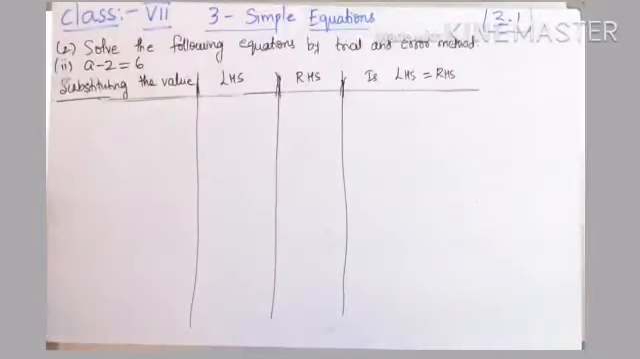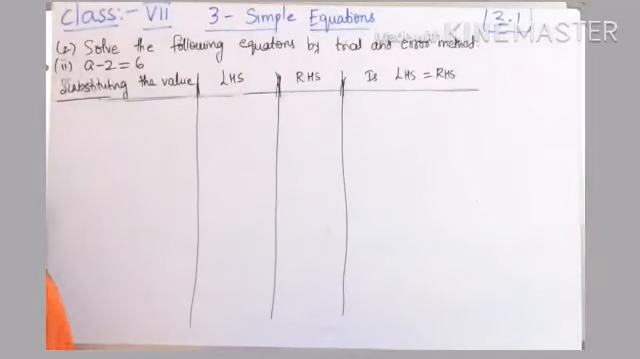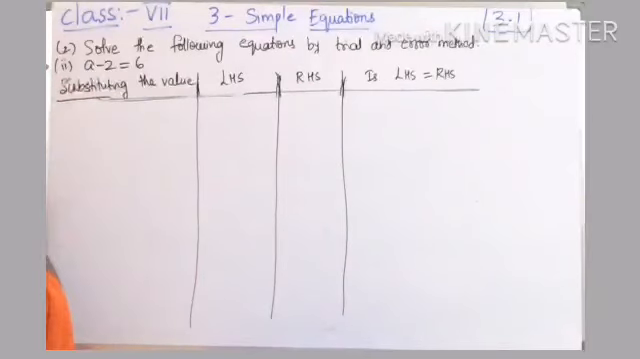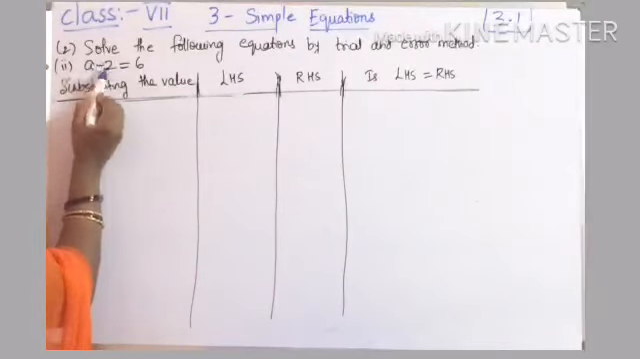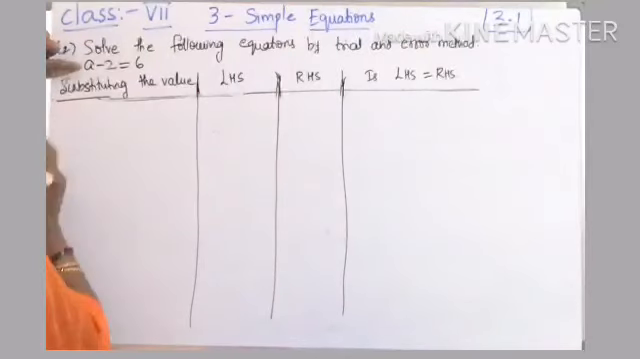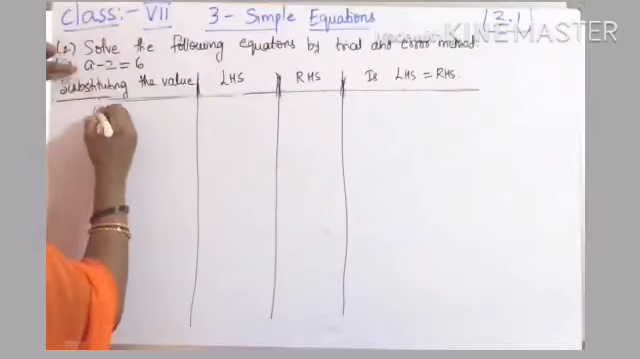Second one, a minus 2 equal to 6. Here, what is the variable? a. Right? For what value of a? Here we can guess, children. It's very easy. From what number do we have to subtract 2 so that we get 6? 8 minus 2 is nothing but 6. So what is the value of a by the guess method? 8. Now we will see by the trial and error method. You can start with 0 or you can start with 1.